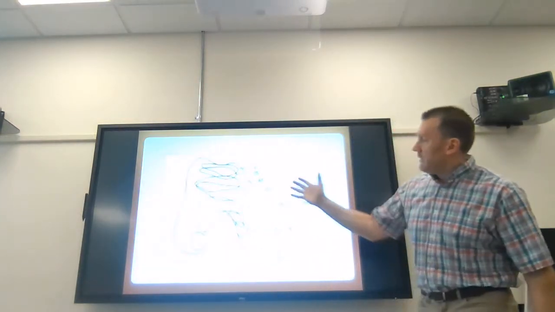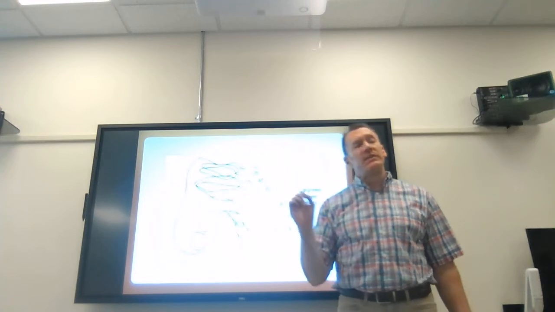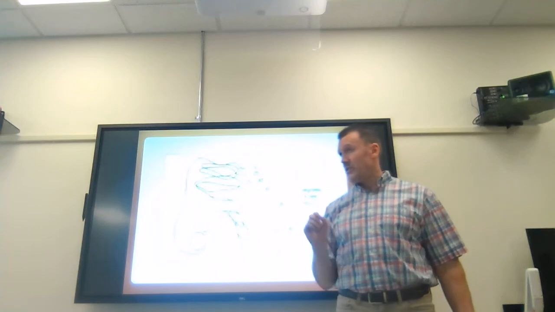So looking at this diagram here, where do we get the least amount of compressive stress on the patellofemoral joint? If force stays the same, but the area is changing, where's the greatest area?